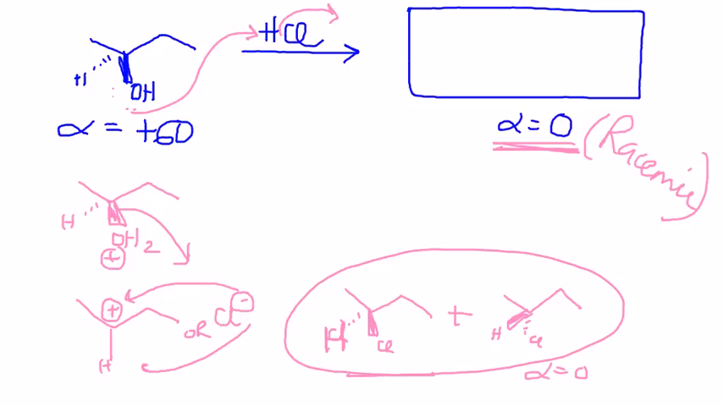But now that you have your product, you can say that alpha is 0 in this case because it's essentially a racemic mixture. The attack on top and bottom is equally likely, so half of the molecules are going to turn the plane polarized light in the forward direction, the other half are going to turn it in the backward direction. And that's about it.